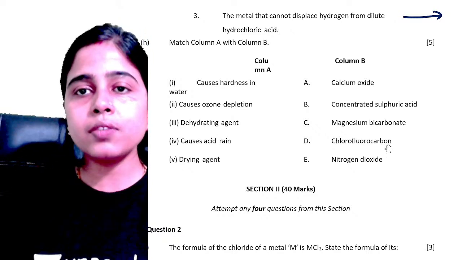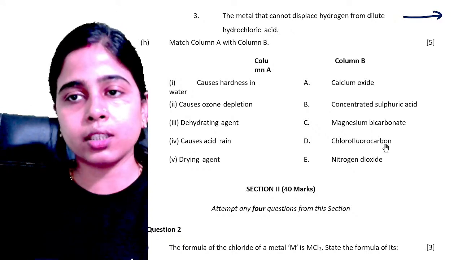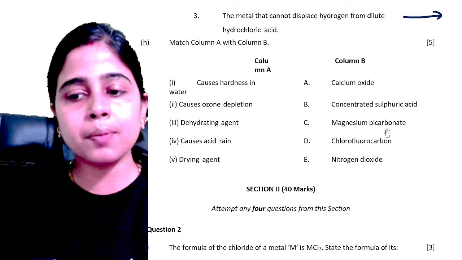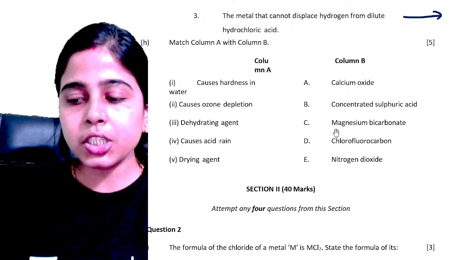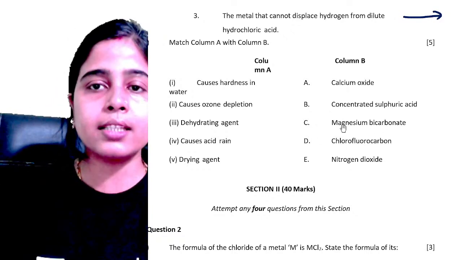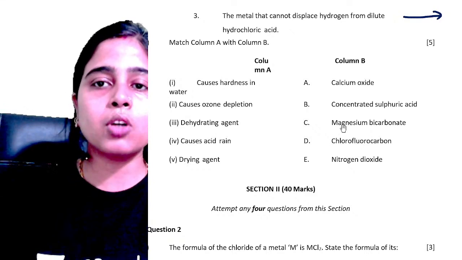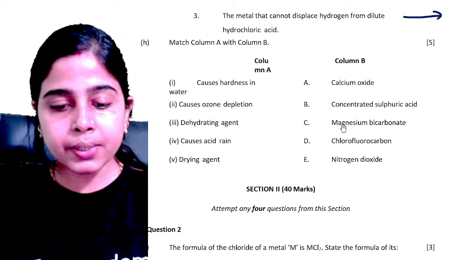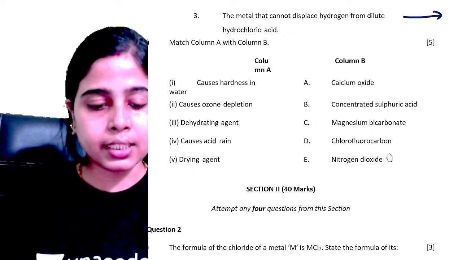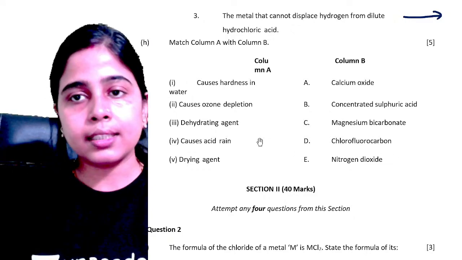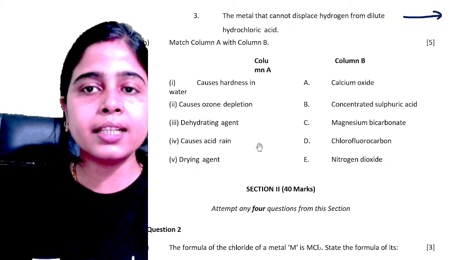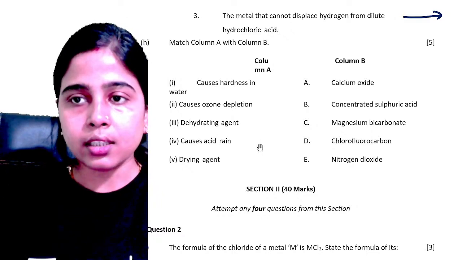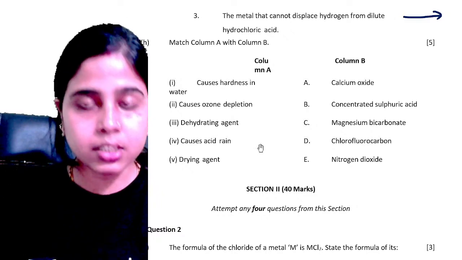Okay, so which of the following will cause hardness in water? Of course, the hardness in water is caused by magnesium bicarbonate. Yes, magnesium bicarbonate will cause the hardness in water. Which is responsible for causing ozone depletion? Please try to answer this. Ozone depletion, your option D, that is chlorofluorocarbon. Dehydrating agent, I have already discussed this with you so many times. Yes, 2 D. Yes, very good, Piyush, absolutely correct.